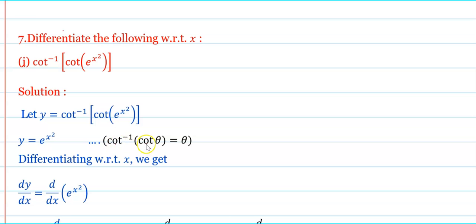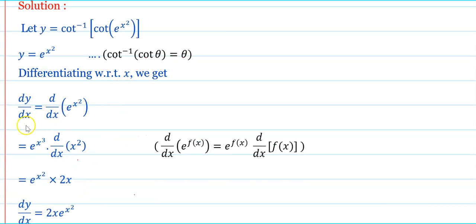Now again, cot inverse of cot of theta is theta. Similarly here, cot inverse of cot of e raised to x square is e raised to x square. Now differentiate this with respect to x. Therefore, dy by dx is equal to d/dx of e raised to x square.